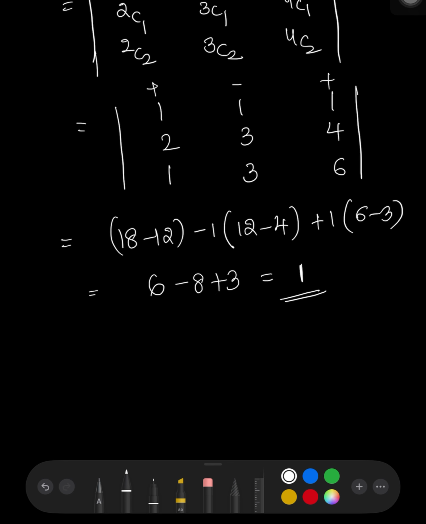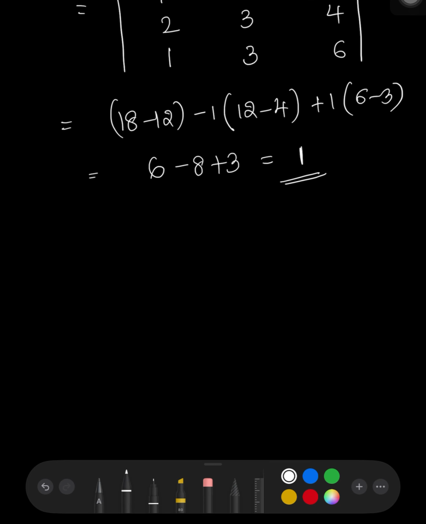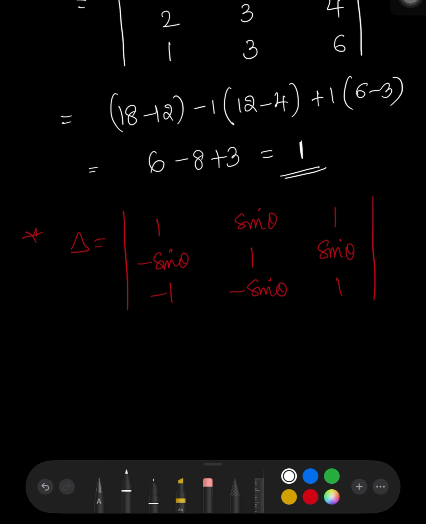And one more thing here: the determinant lies in the interval. This type of question they will also ask. One question is delta equal to the determinant with rows 1, sin theta, 1; minus sin theta, 1, sin theta; and minus 1, minus sin theta, 1.